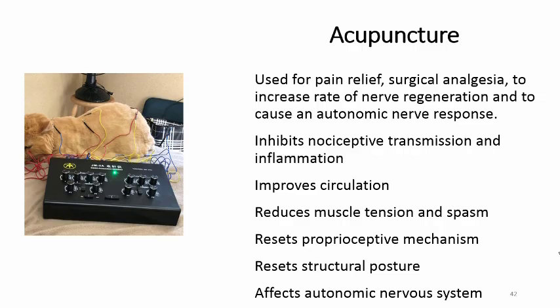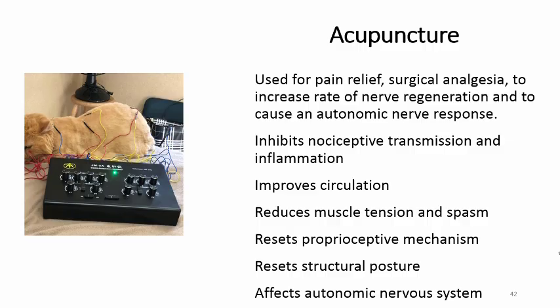So that's the little theory about how it works. Here's one of my cat patients having acupuncture. I treated this cat for intervertebral disc disease, but it also ended up with some constipation, and we treated this cat with acupuncture a lot. But anyway, we use it in neurological rehabilitation really for pain relief.